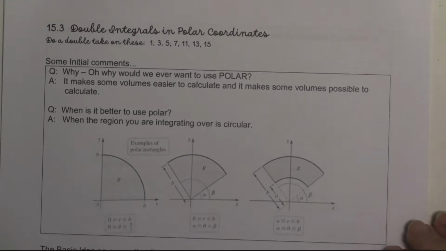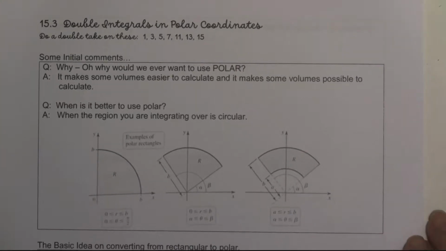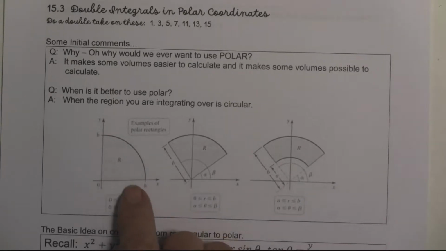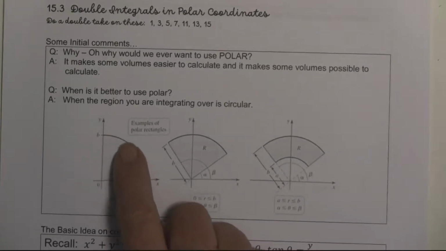Why, oh why, would we ever want to use polar? The answer is it makes some volumes easier to calculate, and it makes some volumes possible to calculate. And when would it be better to use polar? When the region you are integrating over is circular. And then I have some different circular regions here.